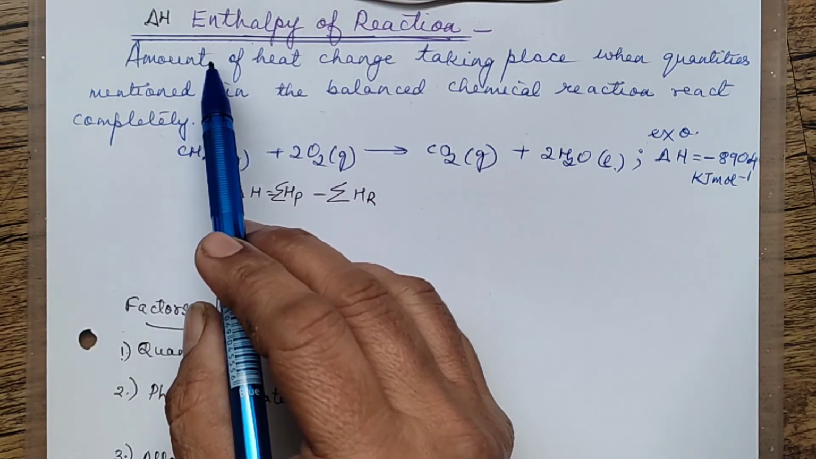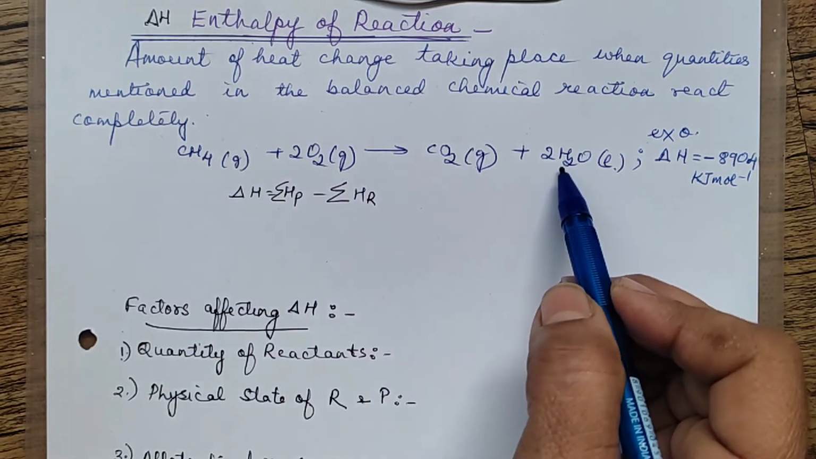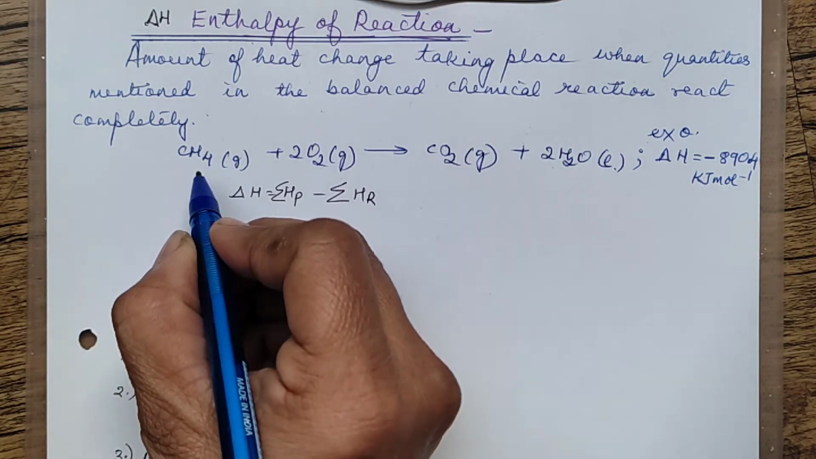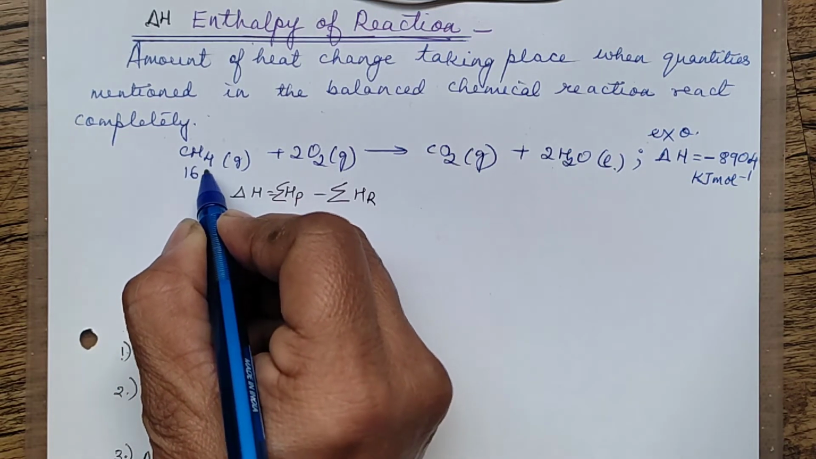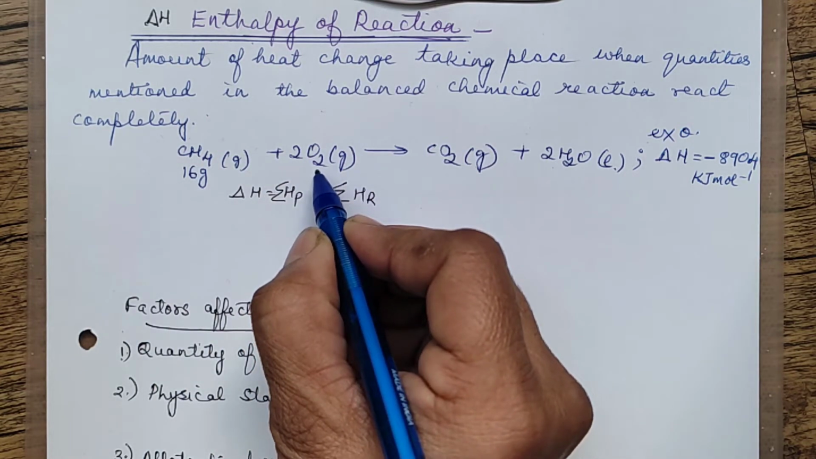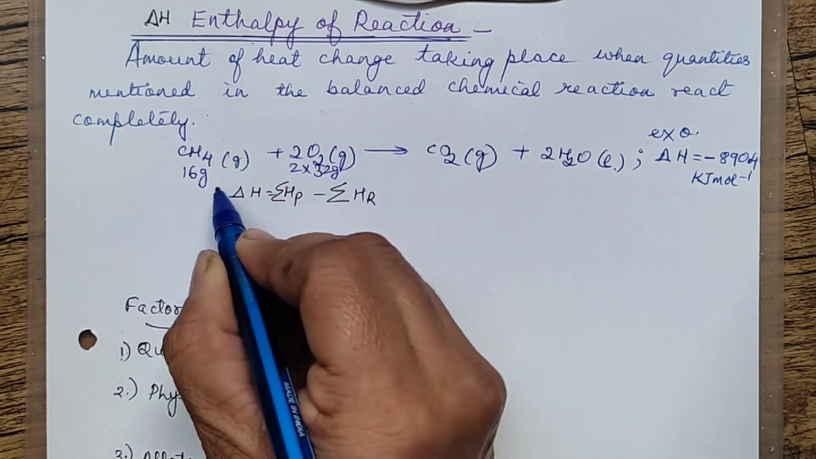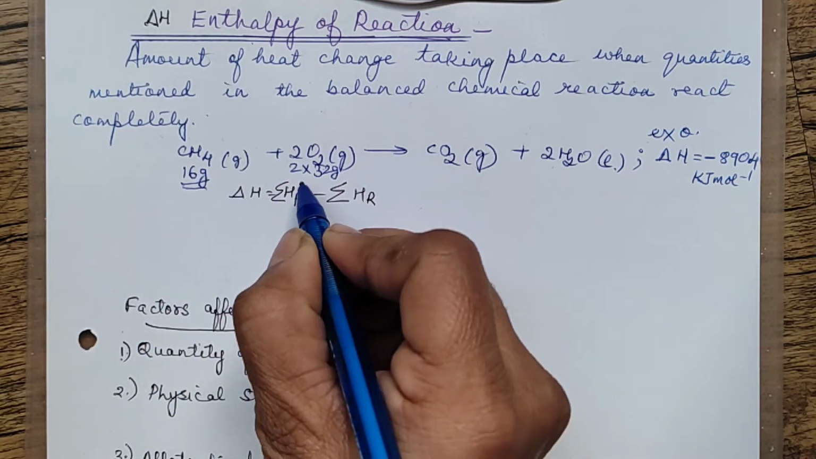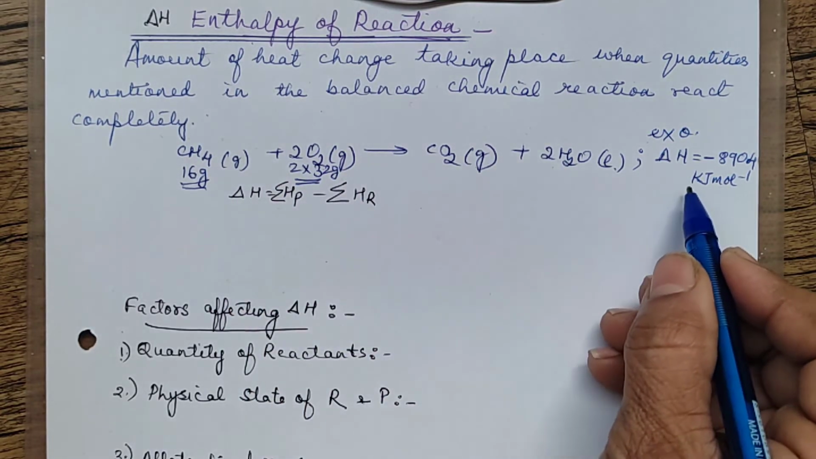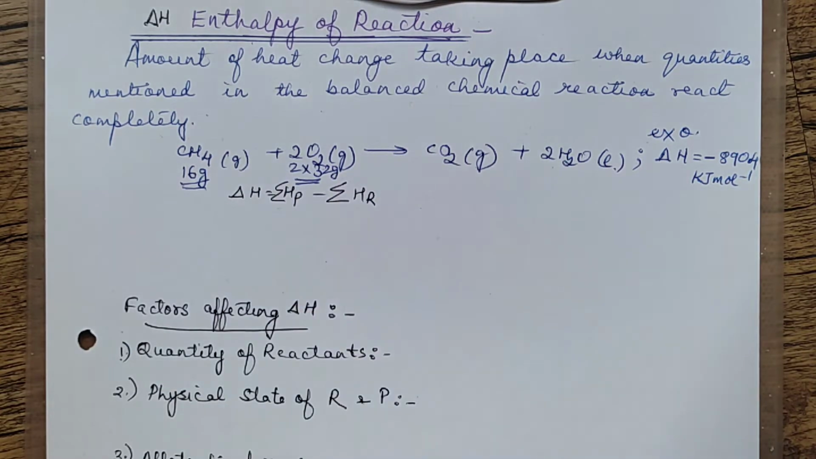Now, what is the exact meaning of the definition? Let us understand that it's a balanced equation. In the balanced equation, what quantities are mentioned? Let's write their masses. This is 16 grams of methane, the molecular mass of methane. This is 2 moles of oxygen, that is 2 into 32 grams. When 16 grams of methane react completely with 64 grams of oxygen, what is the heat liberated? That is called the enthalpy of reaction.